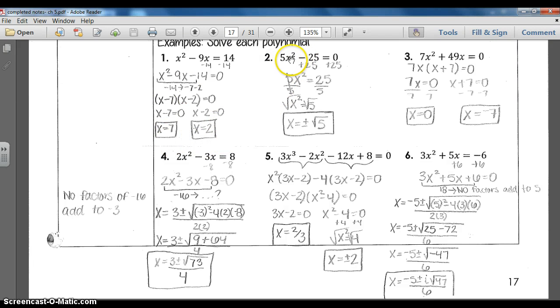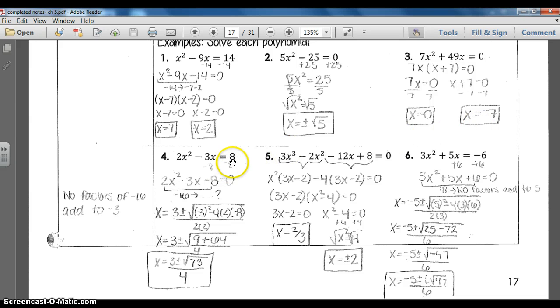Next, we have something that's squared, no middle term. So add the 25, get that x squared alone. Then you can do the square root. So get this away, divide by 5. Now do the square root. Don't forget your plus minus. Number 3, greatest common factor of 7x. So pull that out. Set the 7x equal to 0 and set the x plus 7 equal to 0. And then solve both to get 0 and negative 7.